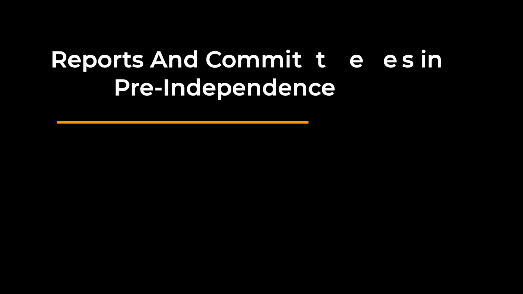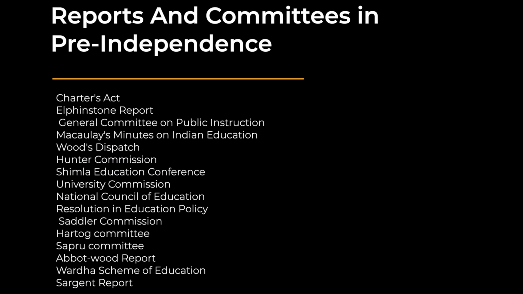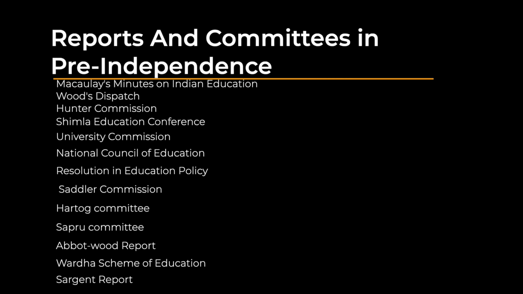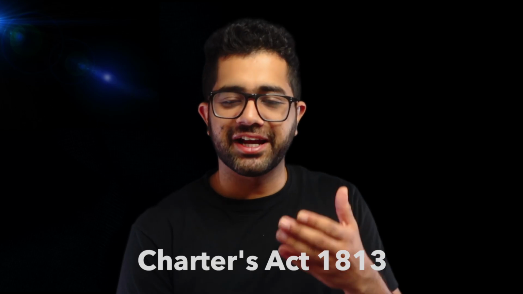So in this lecture we will talk about the pre-independence scenario, how the education system was formed, and what the reports or committees formed during the pre-independence era were, which made the modern Indian education system. There are a total of 15 to 16 reports and committees, and we will discuss them all in this video. Let's begin with the first one, the Charter Act.